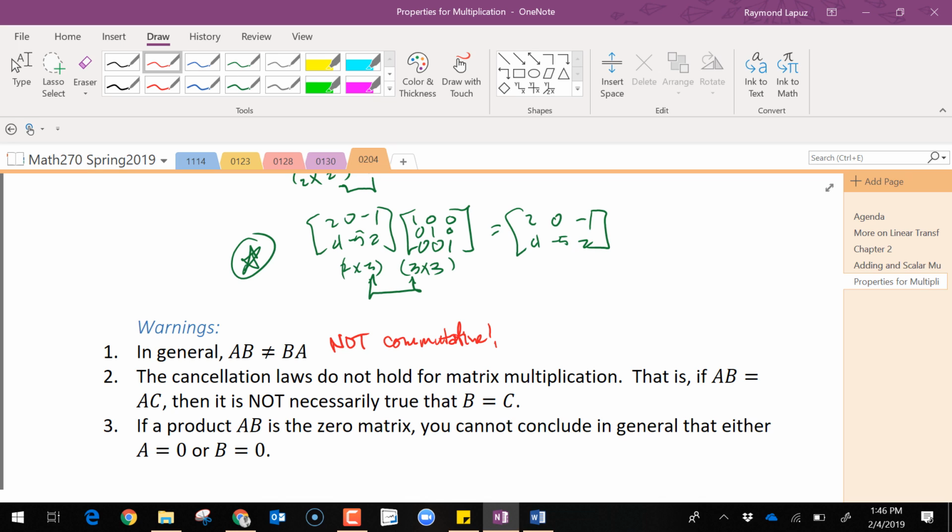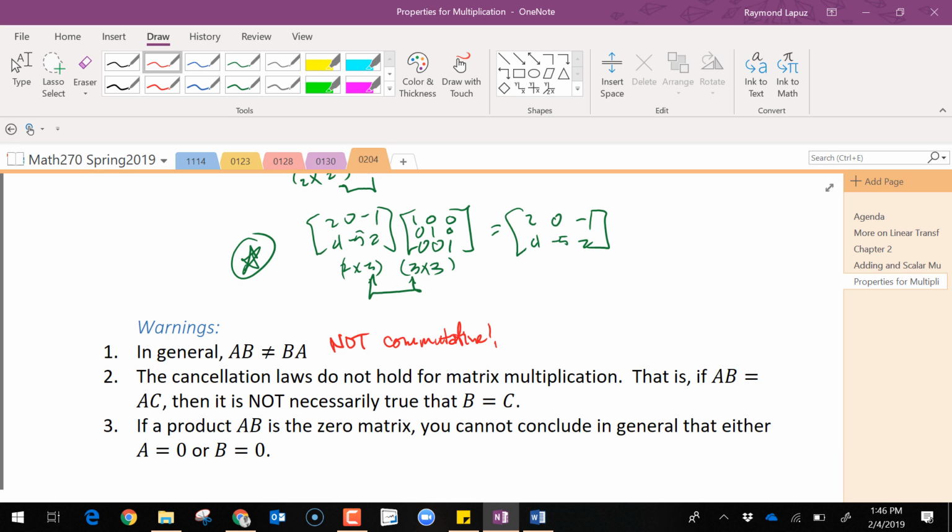Cancellation laws do not hold in matrix multiplication. We can't say that if AB equals AC, then you can, quote, cancel the A's out, right? We're used to doing that when we're solving for things in algebra, but in algebra, things can switch orders, and we have a nice definition for the inverse, like the reciprocal of a number. So dealing with numbers is slightly different from dealing with matrices, and you can't just, quote, cancel out the A.